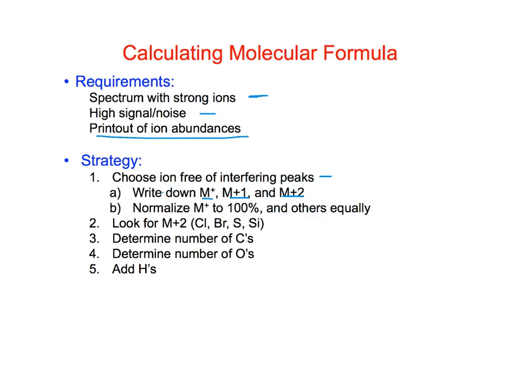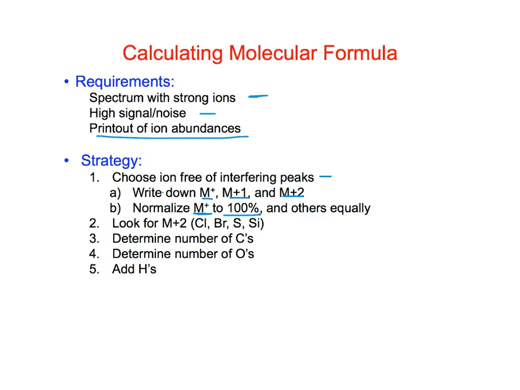Then what we have to do is normalize that M+ peak to 100%. The example that I showed you was already at 100%, right? But when we say that the carbon peak is 1.1% for every carbon, that's relative to 100%, right? So if that M peak was only at 50%, then the carbon peak would be half as big as well, right, on the absolute abundance printout.